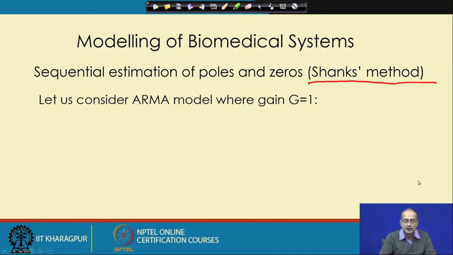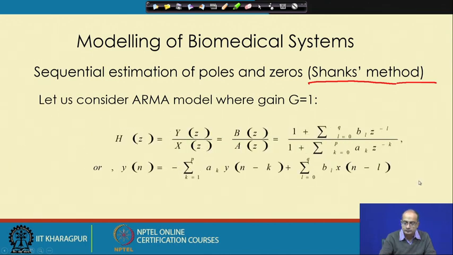Let us go back to the ARMA model. In the ARMA model, we have taken H(z) as the ratio of the two polynomials B(z) and A(z), or in the time domain we have taken that as a linear prediction equation using a few previous values of the output and the present and a few previous inputs.